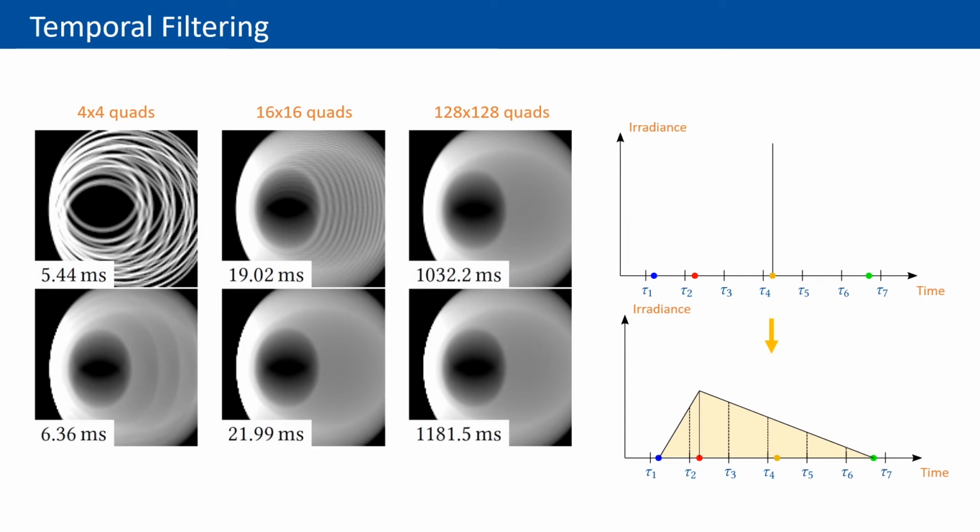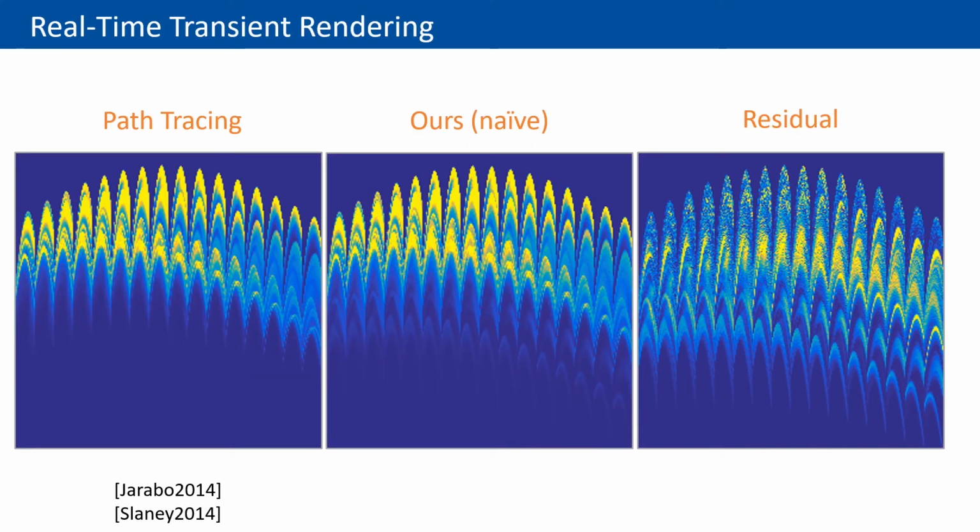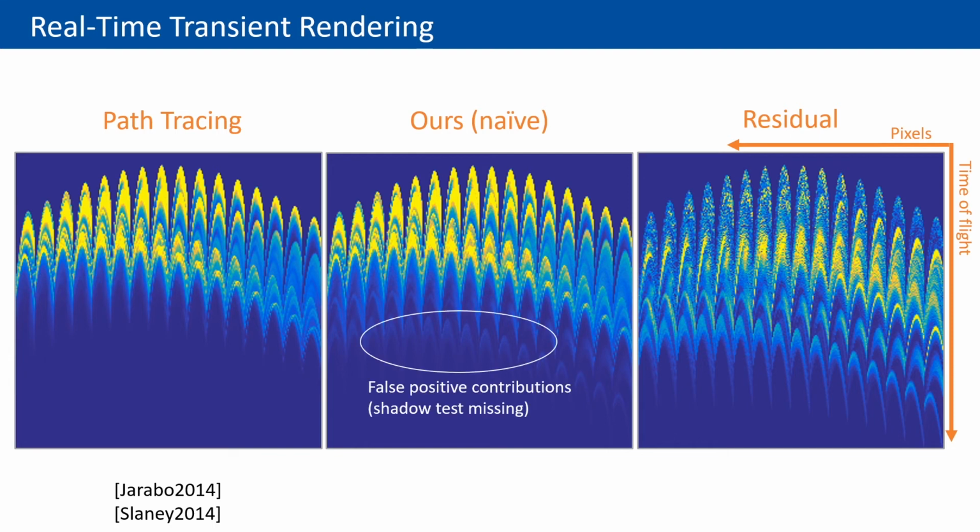Let's compare the output of our renderer to a path-traced ground truth. As gold standard, we used Jarabo's renderer, which is based on PBRT. In this representation, the x-axis are the pixels and the time bins are shown on the y-axis. Without temporal filtering and proper visibility tests, our results are significantly different from the ground truth result. In particular, some surfaces contribute to the rendering even though they should be occluded by other parts of the object. We also see that the coarse discretization of our geometry leads to severe differences to the path-traced ground truth.